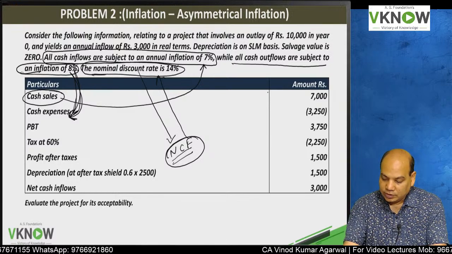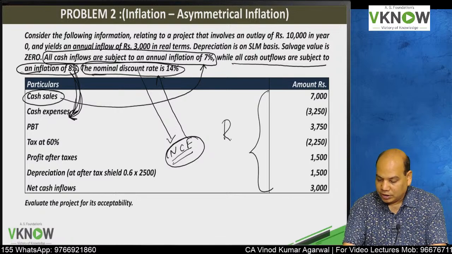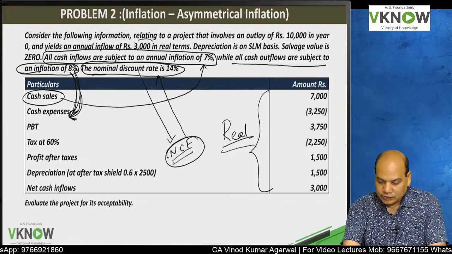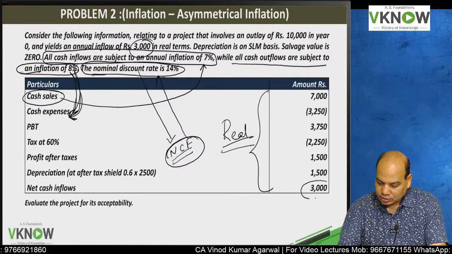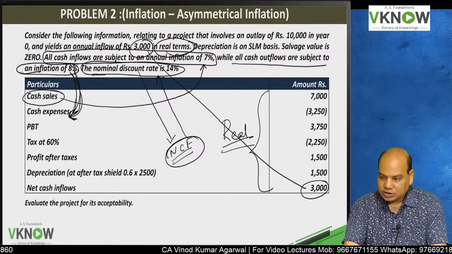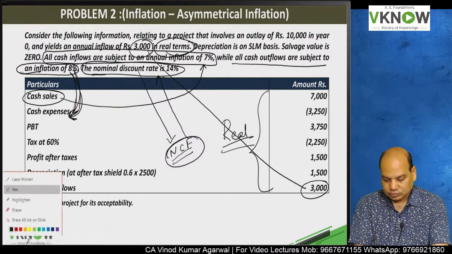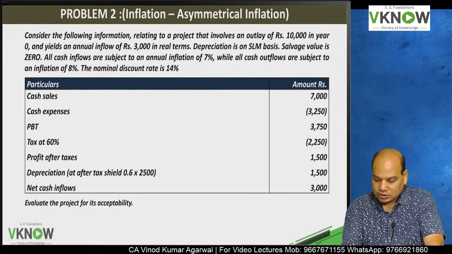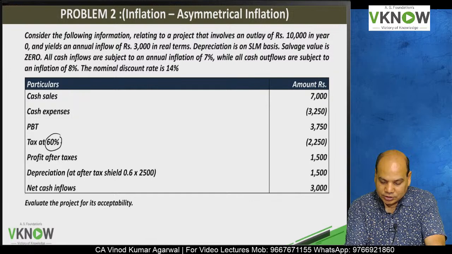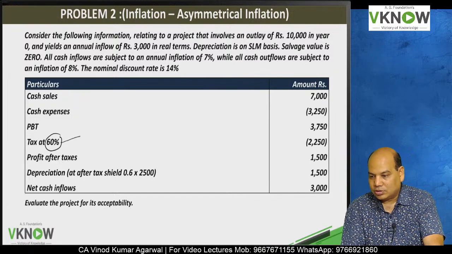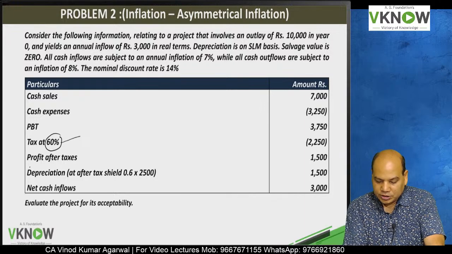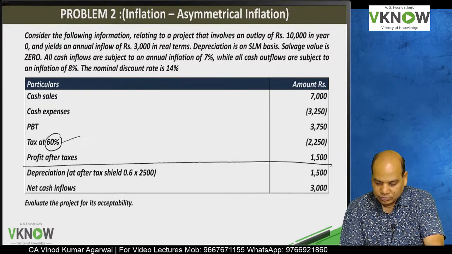The table given to you is in real terms. How do you know it is in real terms? It is written here 3000 and 3000. They are matching, which means the given information is in real terms. Ready? Sales, expense, PBT, tax rate 60%. Oh my god, very high. Profit after tax. Depreciation they have written separately.